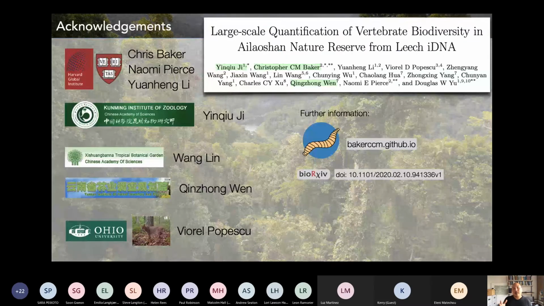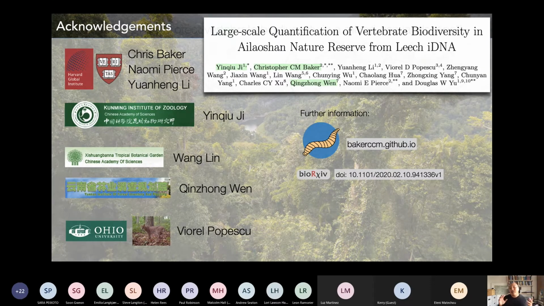Okay, so I just want to thank Yingqiu Ji, who worked on the molecular pipeline, most of the bioinformatics. I did some of the bioinformatics, and then Chris Baker, who did the multi-species occupancy model. And then Wenqing Zhong is the vice director of the Yunnan Institute of Forestry, who's in charge of these parks. And he came up to me after a talk one time and said, you can do this stuff with leeches. Why don't you do it in this park with us? So this is actually all his idea.